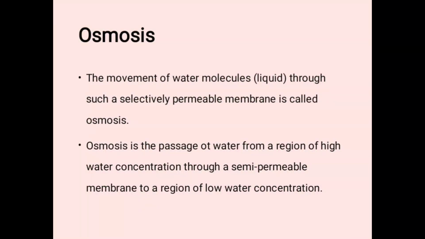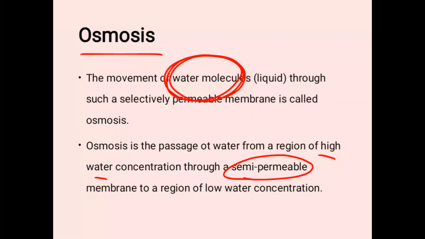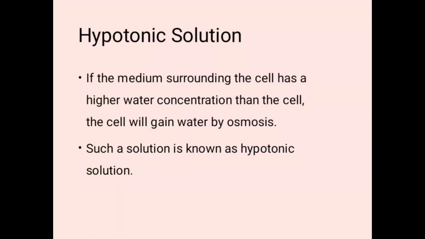Next one is osmosis. Osmosis refers to water molecules. The movement of water molecules is from higher concentration to lower concentration through a selectively permeable membrane. This is the important keyword. The process happening through the semi-permeable membrane is called osmosis. Based on osmosis and the plasma membrane, we can classify solutions into three types. One is the hypotonic solution, second one is isotonic, and third one is hypertonic.